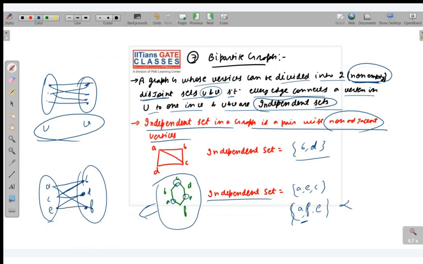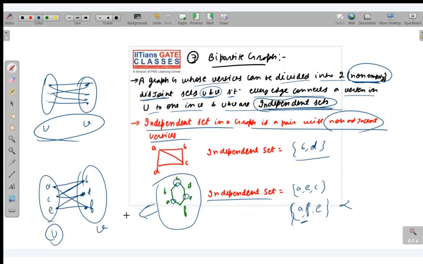Every edge, now read the definition, you will get it. A graph G whose vertices can be divided into two non-empty disjoint sets U and V, this is U, this is V, such that every edge connects a vertex in U to one vertex in V. So every edge connects U to V or V to U, one and the same thing. That means there is no edge within U. That means A to C, A to E, there should be no edge. U and V are independent sets. No edge is there between them.